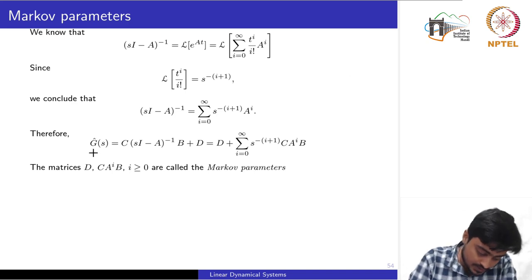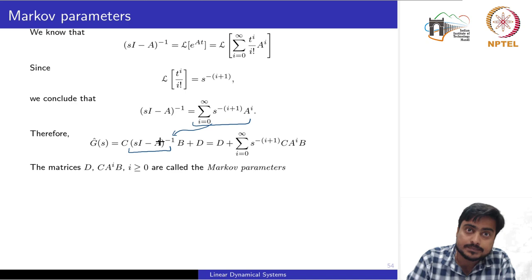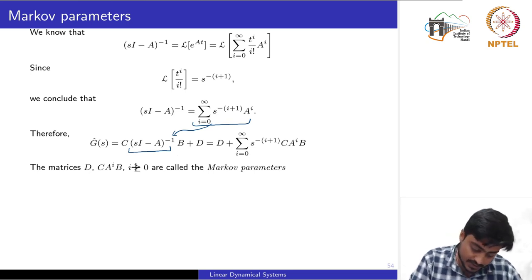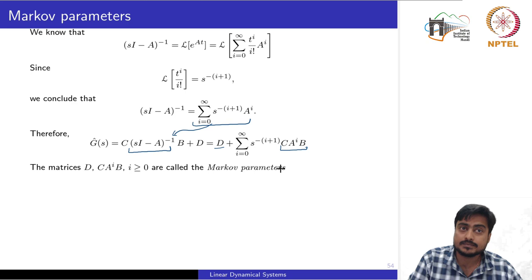So let's see the transfer function G hat of s, which is given by C(sI − A)^(-1)B + D. I can write this by replacing this part by this part. So I would have D plus the summation of s to the power −(i+1) times C A^i B. Since s is a scalar, I can commute. All these matrices, D and C A^i B, are called the Markov parameters.